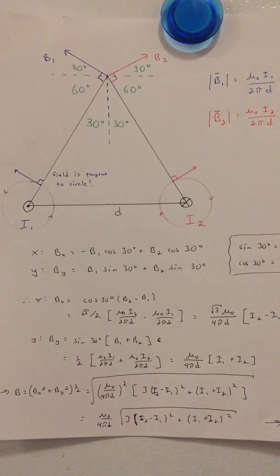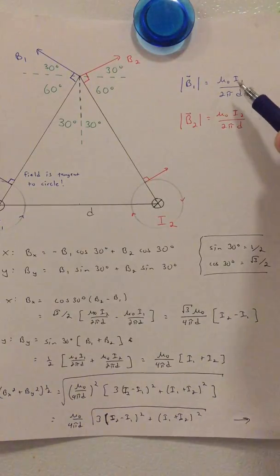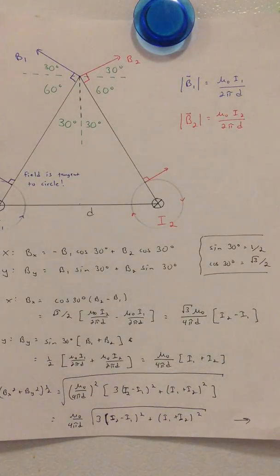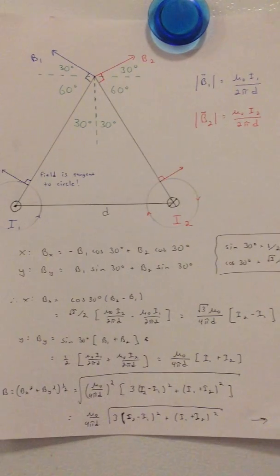And what I've given you on the right here are the magnitudes of those fields. The magnitude of B1, this is just the formula for the field due to a long straight current carrying wire: mu naught I1 over 2 pi d. D is the distance between the source current and the observation point. B2 is mu naught I2 over 2 pi d. Okay? Now I need to sum them up vectorially.